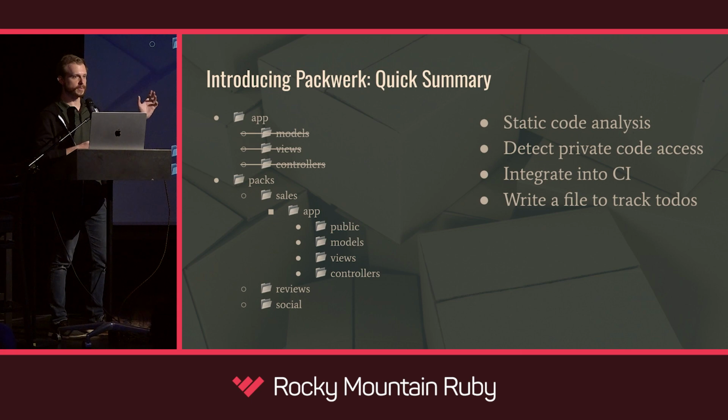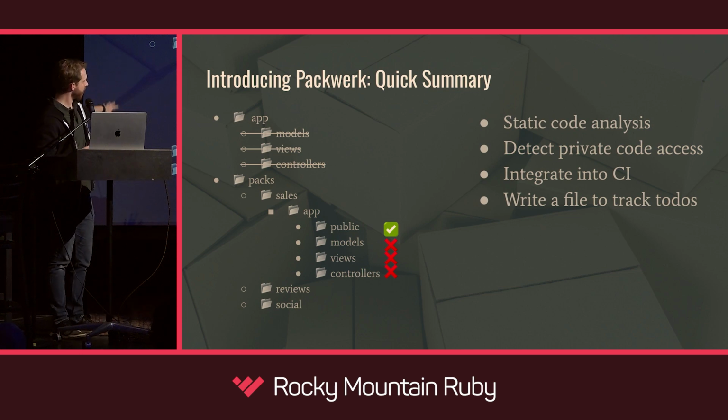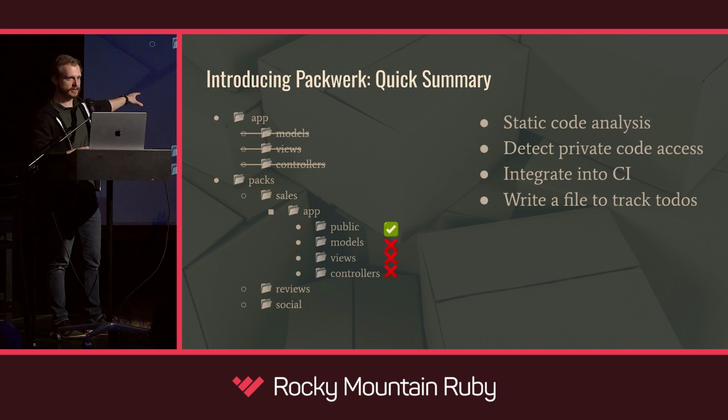So what we did is we moved all of our code from the standard model view controllers and spread it out into a number of packages that were highly cohesive but loosely coupled. So everything inside of this app public directory, you've got a pack here called sales, and then reviews and social. Hopefully you can read some of this. So essentially everything in that public directory is accessible. If it's not in that public directory, other packages can't access it.